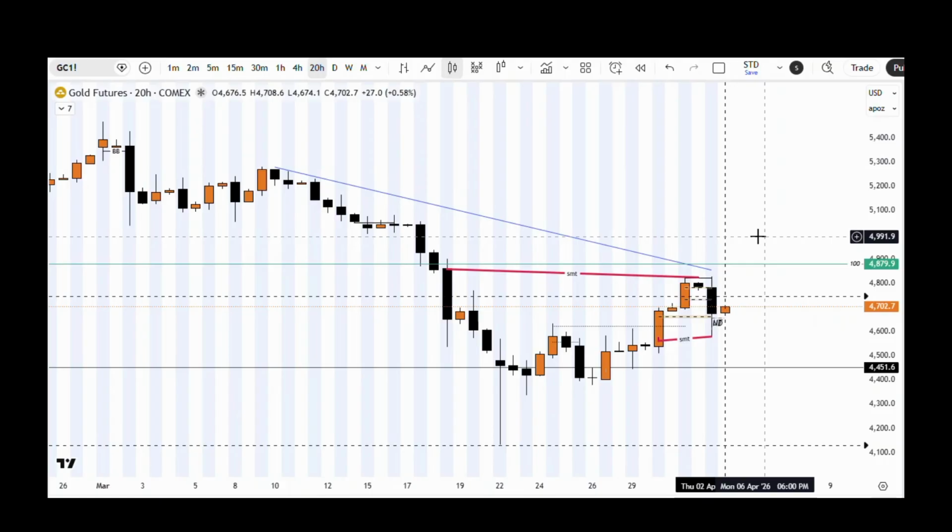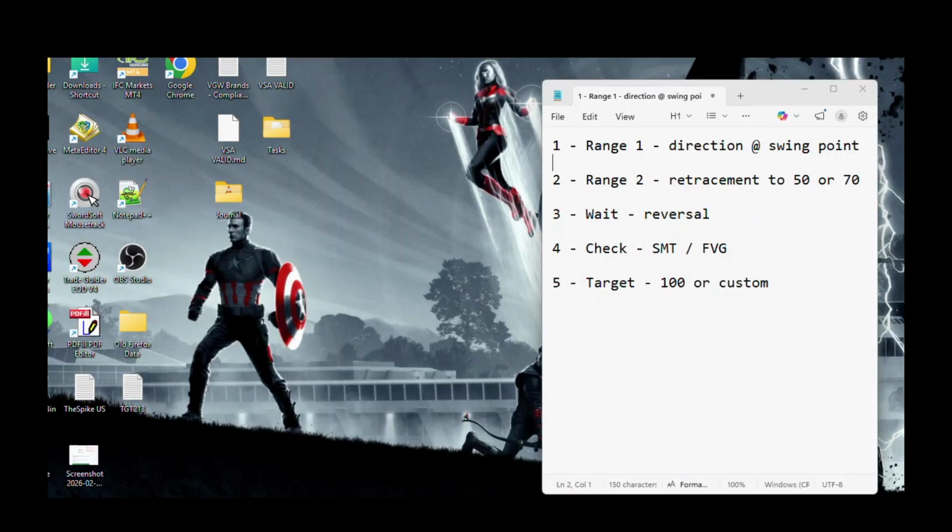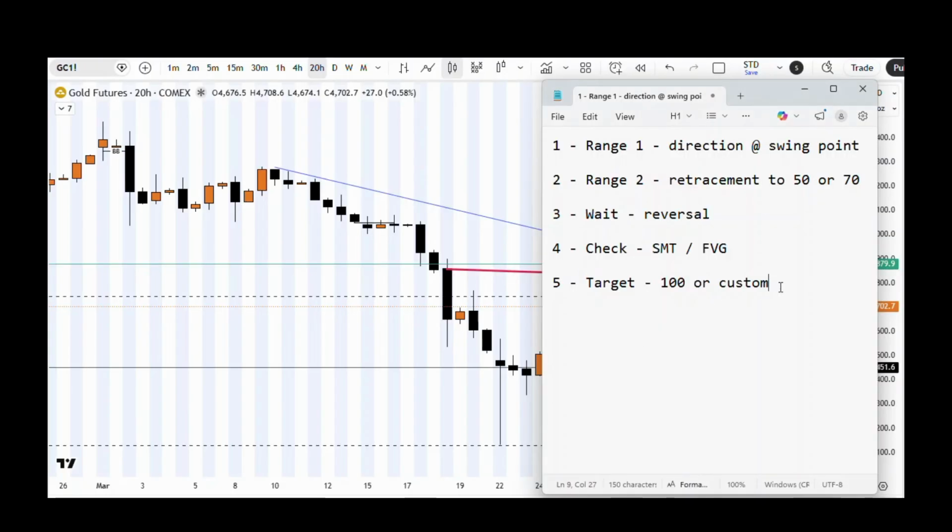There is one thing I do want to talk about because it might get a little confusing. I'm just going to get my notes so we don't lose out. So there are 5 steps to this. Identify range 1, which is your direction, as I just mentioned, or your trend. This is usually the larger, faster range. Okay, swing high, swing low.